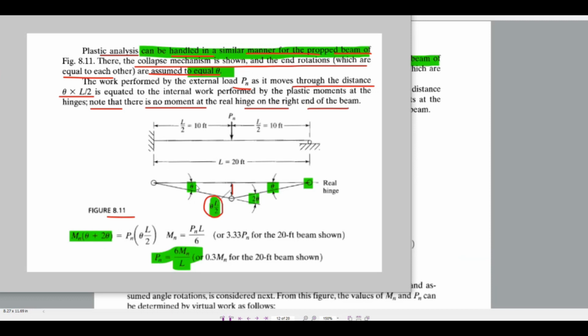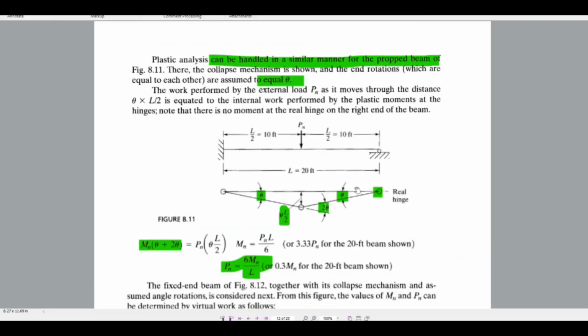So Mn into theta plus 2 theta. This is theta into L/2. This location theta into L/2. So Mn equals Pn L/6, or 3.3 times Pn for the 20 feet beam. So Pn equals 6 Mn by L, or 0.3 Mn for the 20 feet beam.